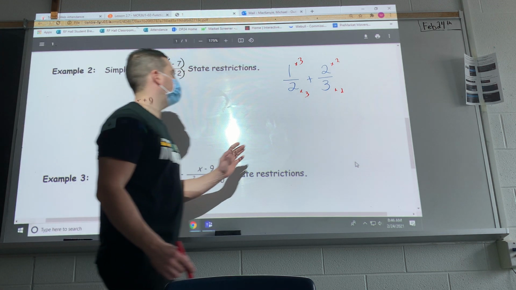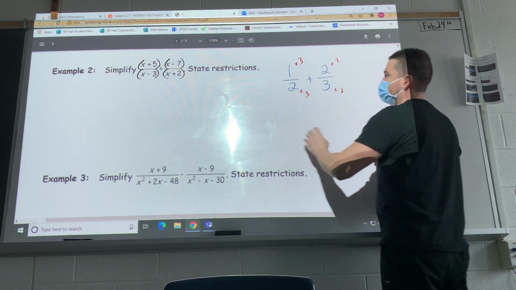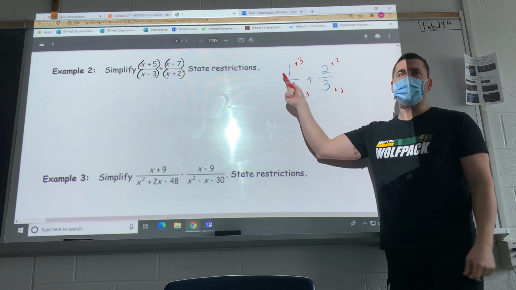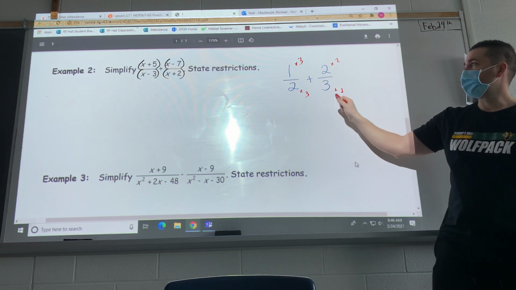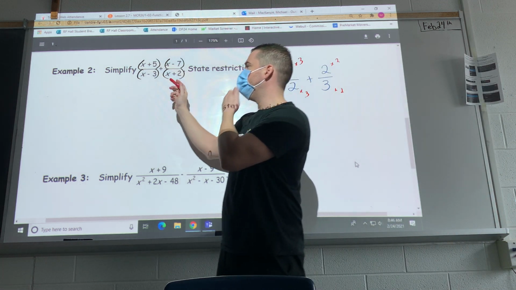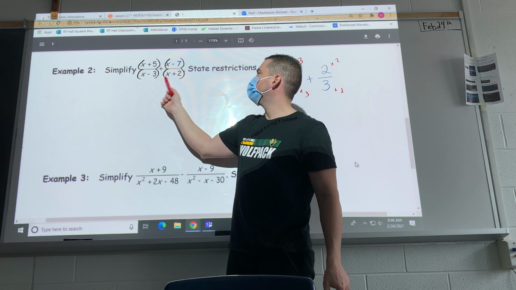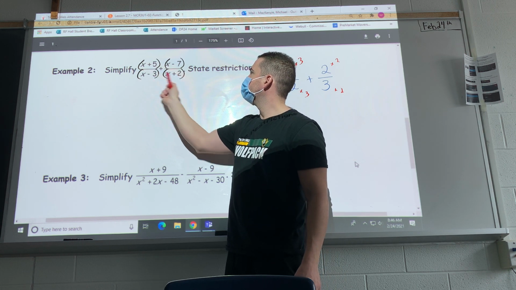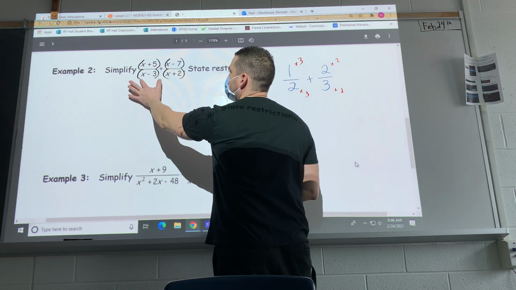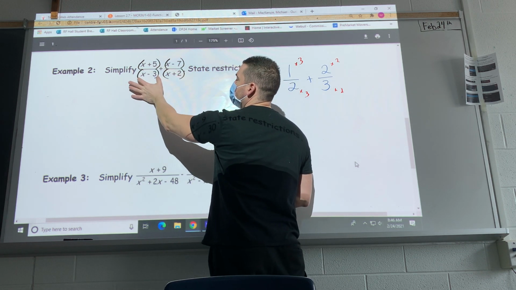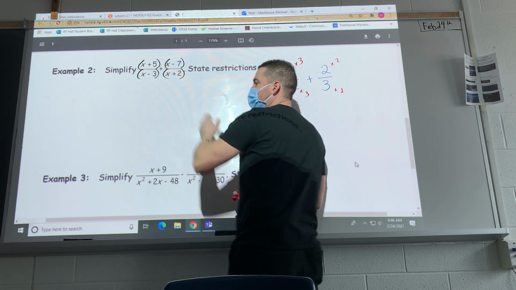Remember, when we're adding or subtracting fractions, we're always multiplying the common denominators. Often students, with x minus 3 and x plus 2, will try to add or subtract a number to get these the same, and that won't work. What you're actually doing is multiplying. We're multiplying this bracket by this bracket.